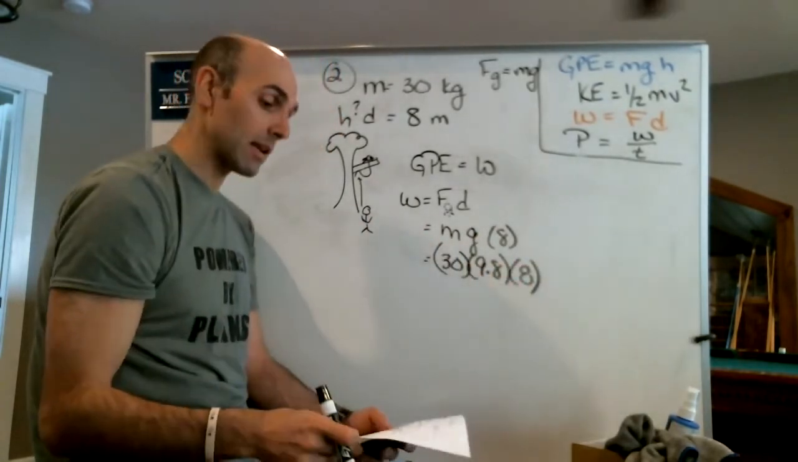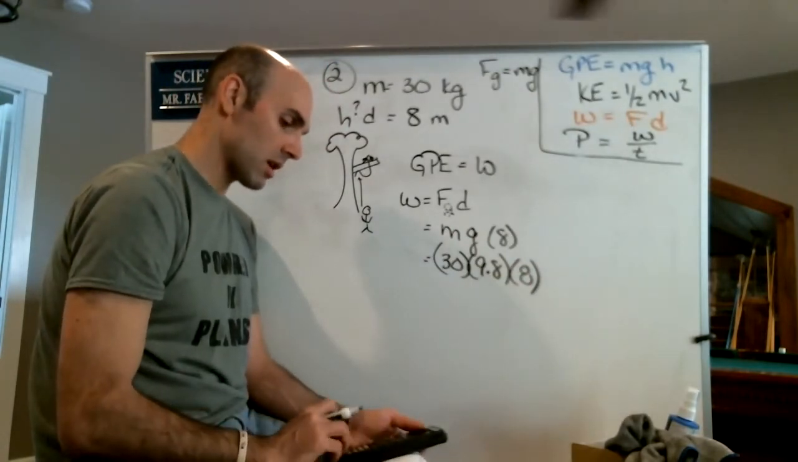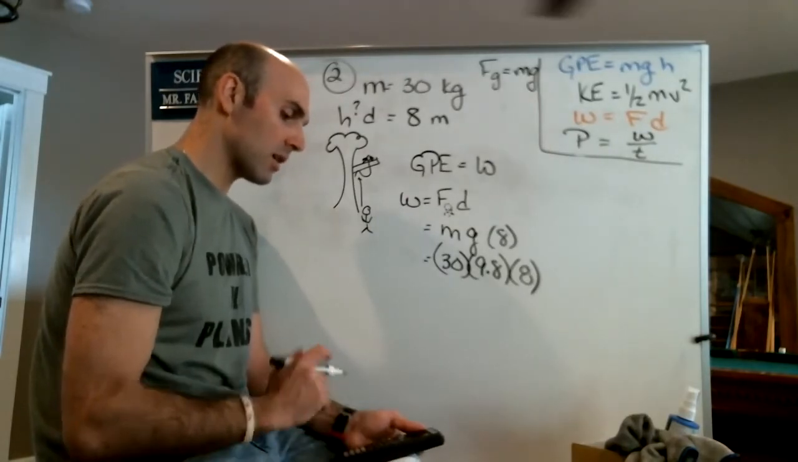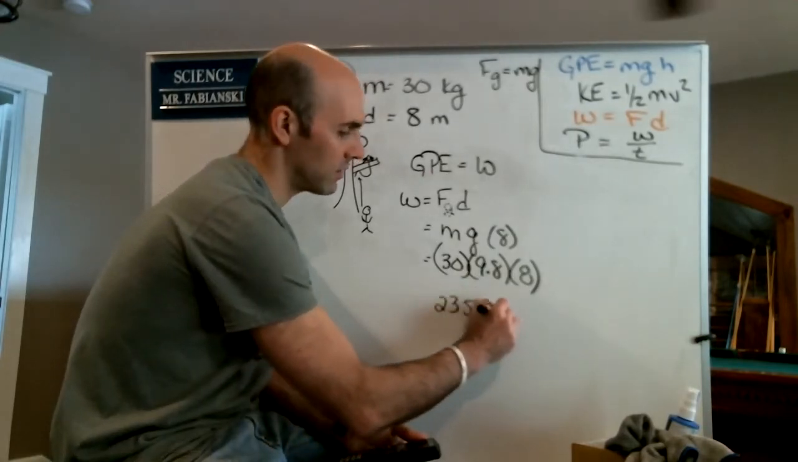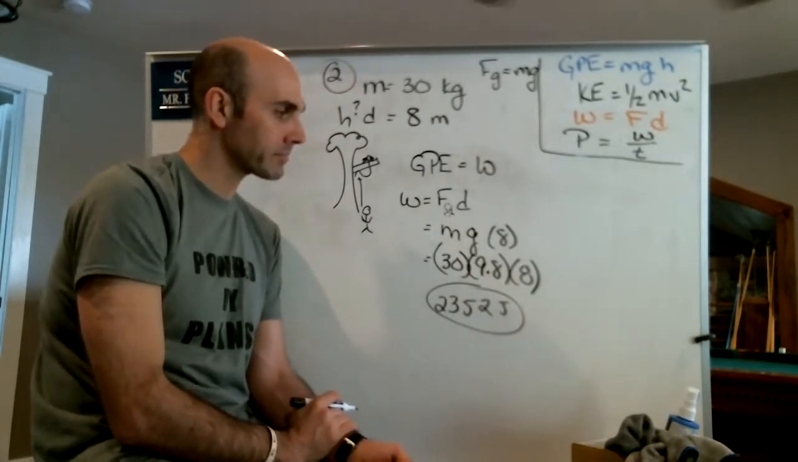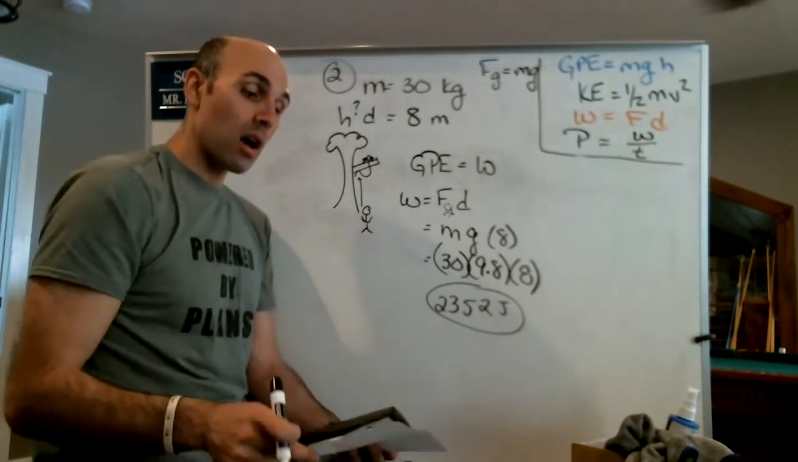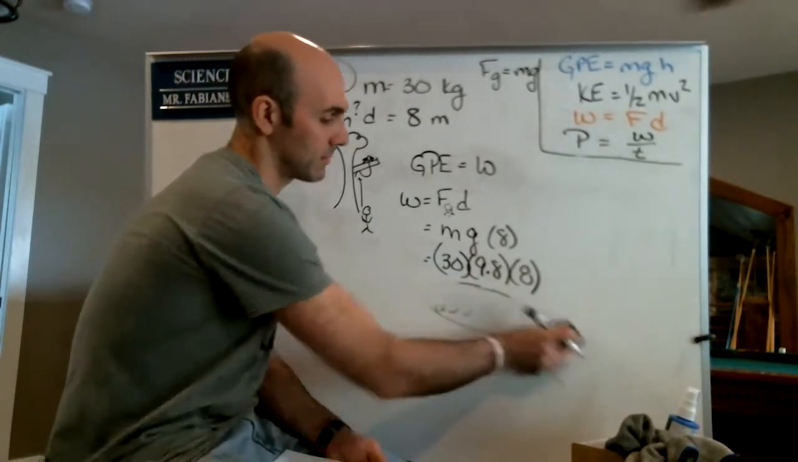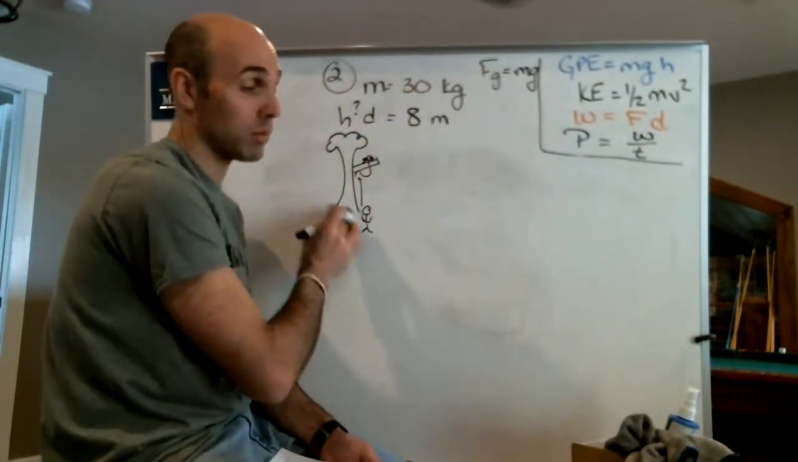And that right there is the answer. When we do this out, we get, let's see, just to make sure, 30 times 9.8 times 8, 2,352 joules. All right, guys? So remember, you have to keep in mind that work and force are essentially the same thing, just asking it a different way. And you can never, ever forget F of G equals mg.